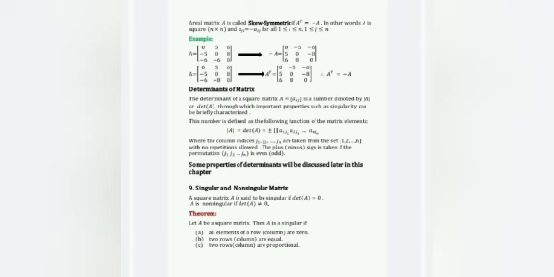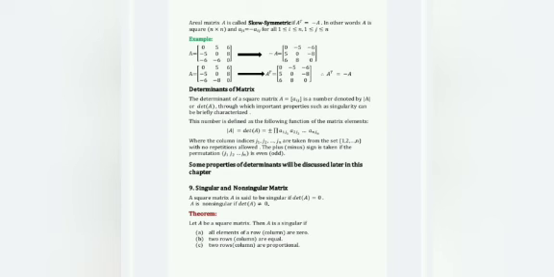Determinant of matrix. The determinant of the matrix A, equal to Aij, is a number denoted by modulus of A or det A, through which important properties such as singularity can be briefly characterized. This number is defined as the following function of the matrix elements, where the column indices j1, j2, jn are taken from the set 1, 2, and so on to n with no repetitions allowed. The plus sign is taken if the permutation is even.